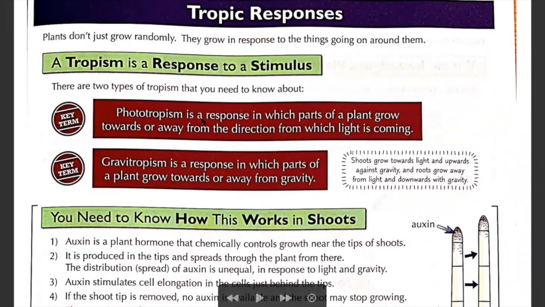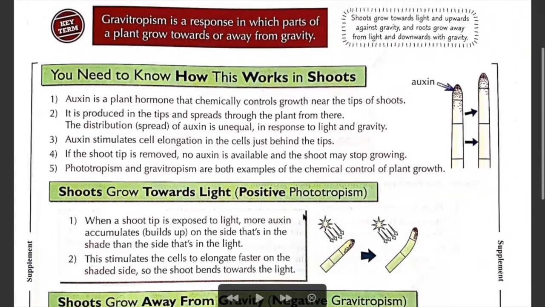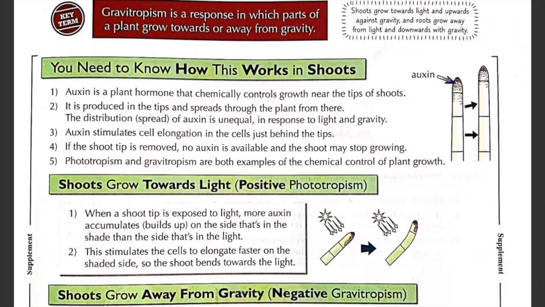Okay, kalau pasal light we call it phototropism. Kalau pasal gravity kita sebut sebagai gravitropism. Okay. So what you should know is that, okay, at the tips of the shoot ataupun root, at the tip of the shoot, there is a production of auxin. So tengok ni. Auxin is a plant hormone that chemically controls the growth near the tips of the shoot. Sebab apa? Dekat tip of shoot ni lah auxin dihasilkan.